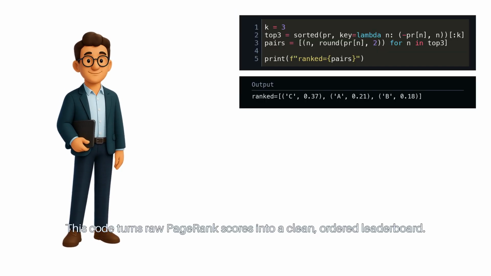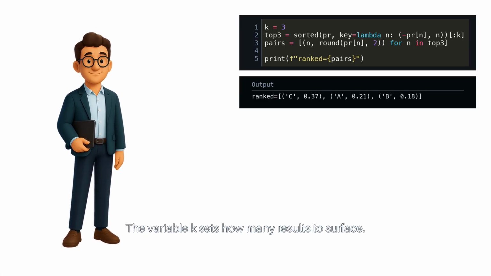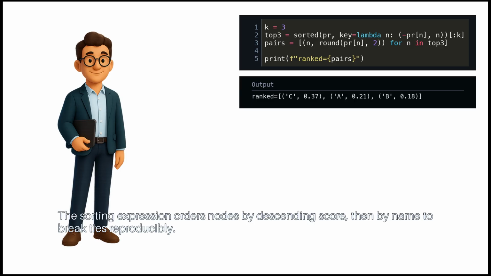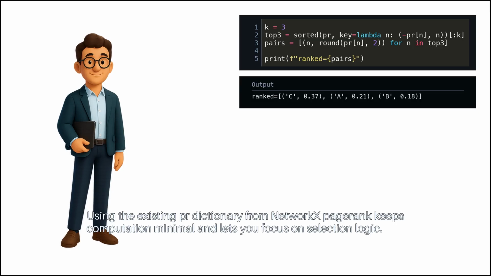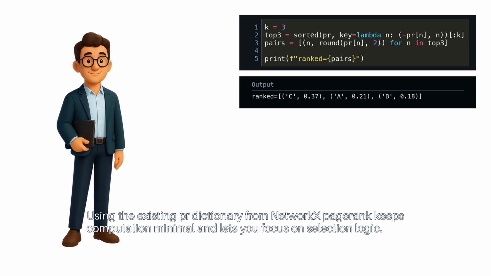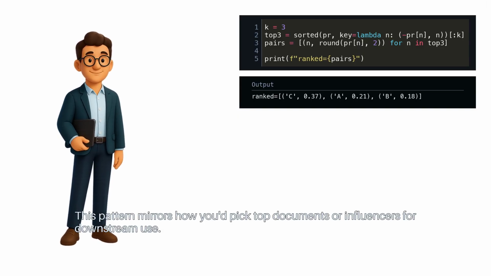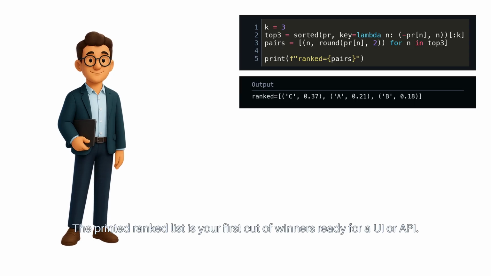This code turns raw PageRank scores into a clean, ordered leaderboard. The variable K sets how many results to surface. The sorting expression orders nodes by descending score, then by name to break ties reproducibly. The list pairs collects each top node with its rounded score for readable display. Using the existing pr dictionary from NetworkX PageRank keeps computation minimal and lets you focus on selection logic. This pattern mirrors how you pick top documents or influencers for downstream use. The printed ranked list is your first cut of winners, ready for a UI or API.